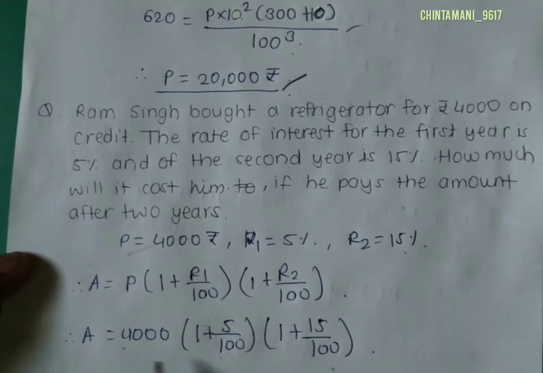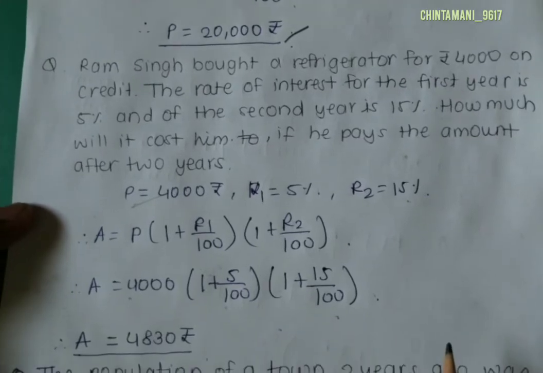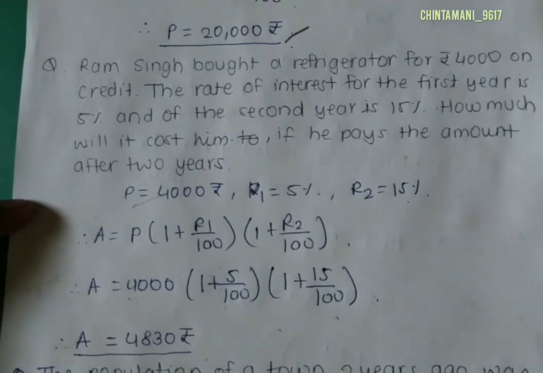After calculating each value, we know the answer, that is 4,830 rupees. So Ram Singh, the refrigerator cost is 4,830 rupees after the 2 years he is going to pay.